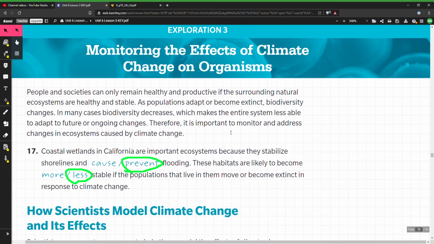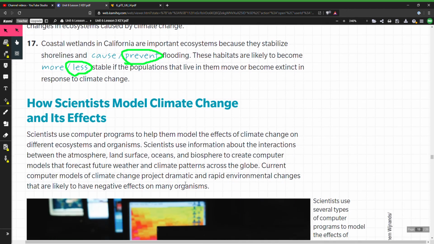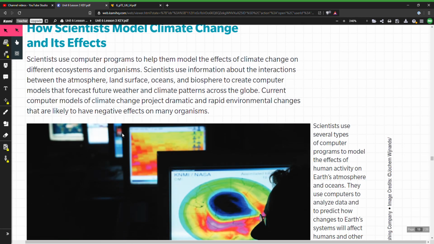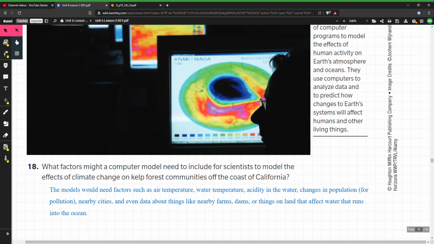So here we go. Monitoring the effects of climate change on organisms. Coastal wetlands in California are important to ecosystems because they stabilize shorelines. Coastal wetlands are wetlands along the coast, because they prevent flooding. These habitats are likely to become less stable if the populations that live in them move or become extinct in response to climate change. And so this talks about how we model climate change in effect. We use computers a lot of times to model climate change.